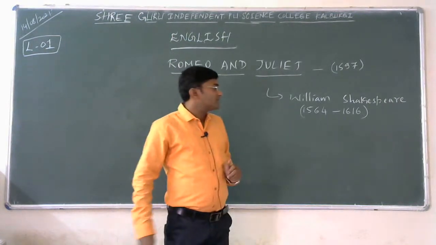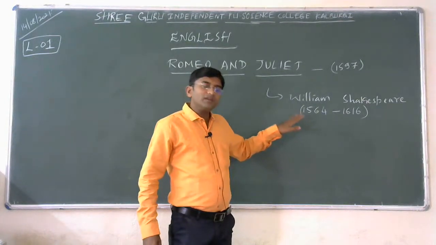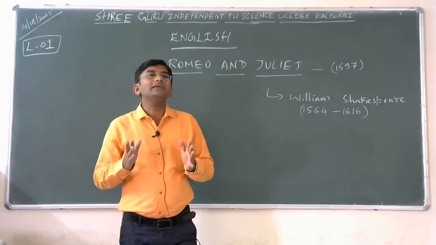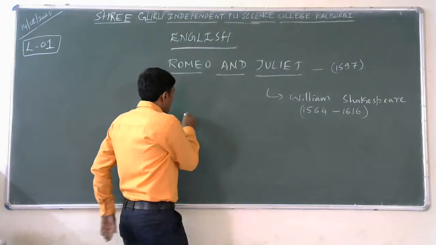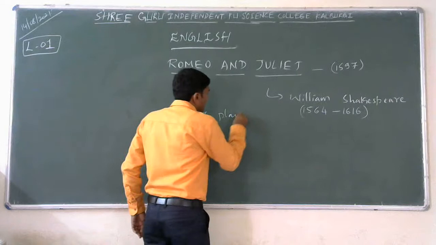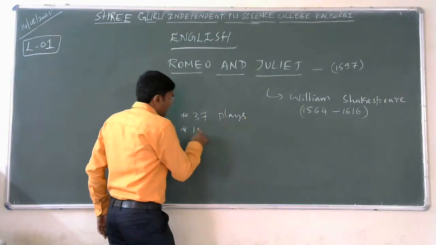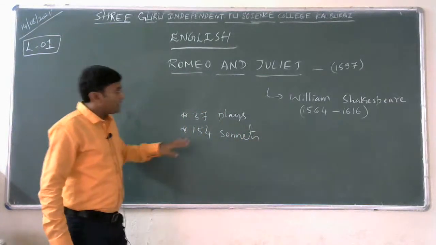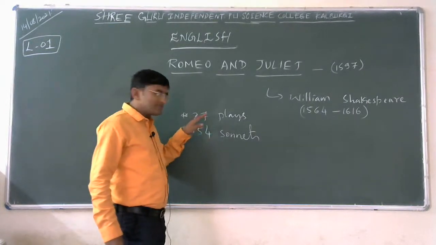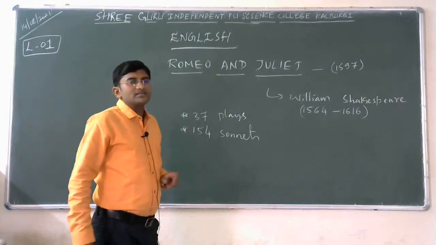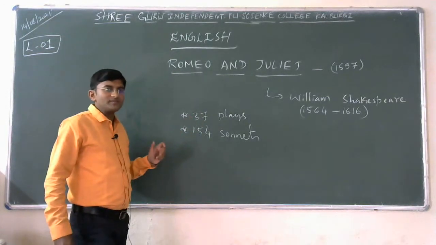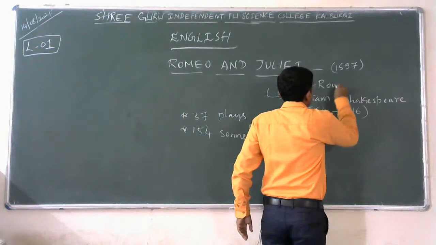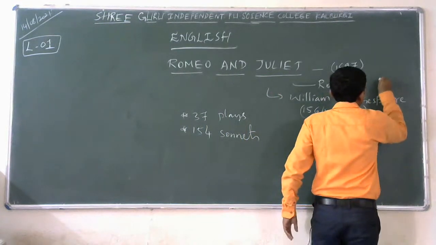My dear students, he has not only given much importance to writing plays, but he could also write sonnets. So how many plays has he written? 37 plays, and 154 sonnets were written by William Shakespeare. Out of 37 plays, Romeo and Juliet is prescribed for our syllabus for second PUC English. And this is, of course, a romantic tragedy.